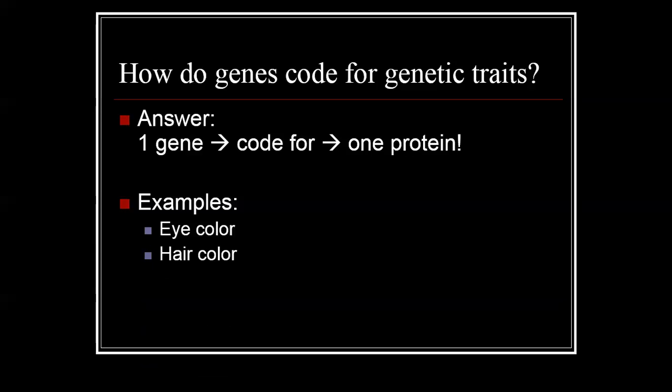Let's think of another example, hair color. Well, you have genes that code for hair, which is a protein. And so the segment of DNA codes for the protein that makes up your hair.